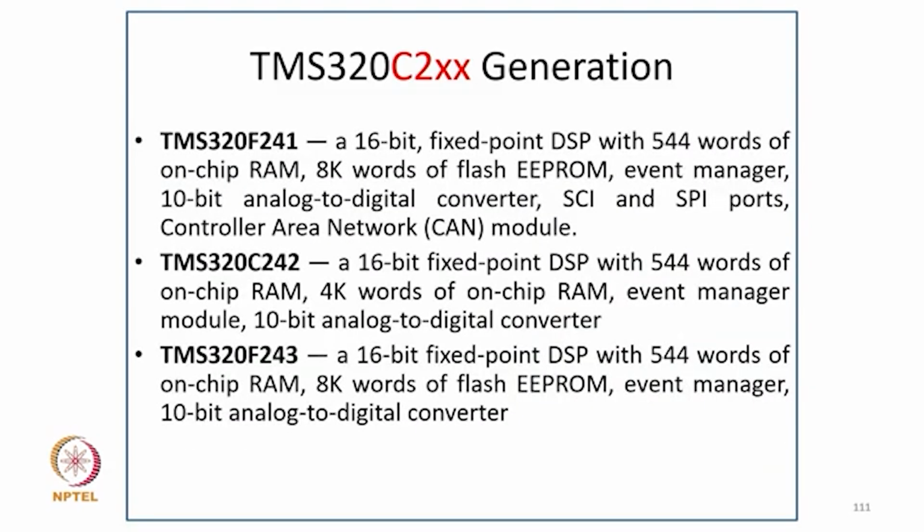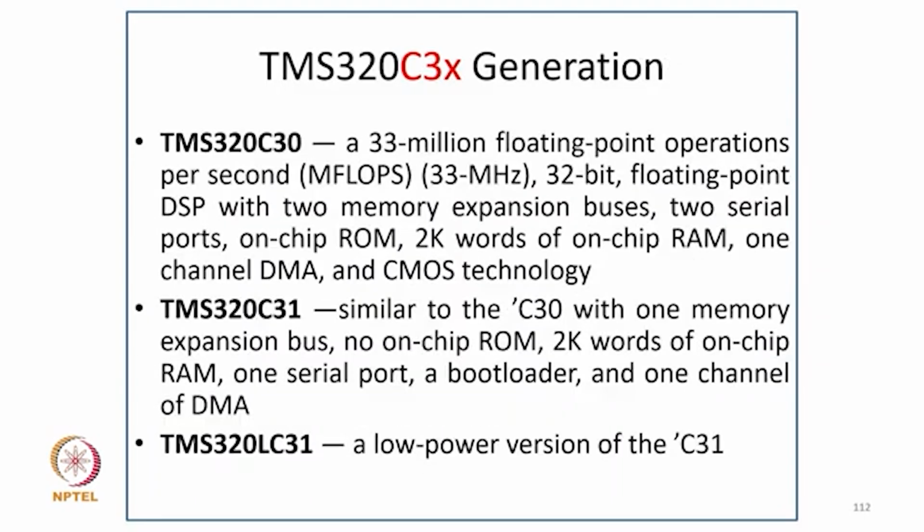Now coming to the TMS320F241, a 16-bit fixed-point DSP with 544 words of on-chip RAM, 8 kilowords of flash EEPROM, event manager, 10-bit analog-to-digital converter, SCI and SPI ports, and controller area network CAN module. TMS320C242 is a 16-bit fixed-point DSP with 544 words of on-chip RAM, 4 kilowords of on-chip ROM, event manager module, and 10-bit analog-to-digital converter, and TMS320F243 is a 16-bit fixed-point DSP with 544 words of on-chip RAM, 8 kilowords of flash EEPROM, event manager, and 10-bit analog-to-digital converter.